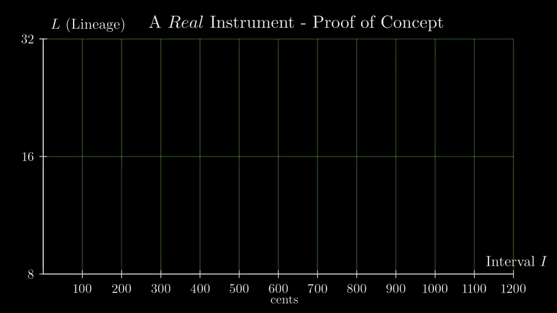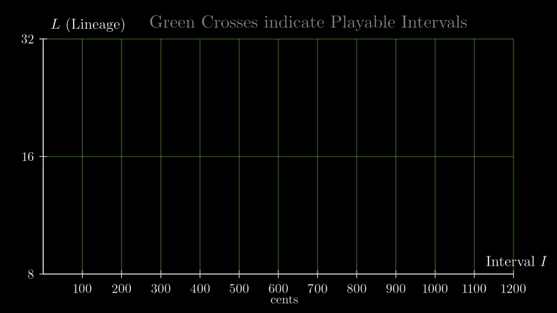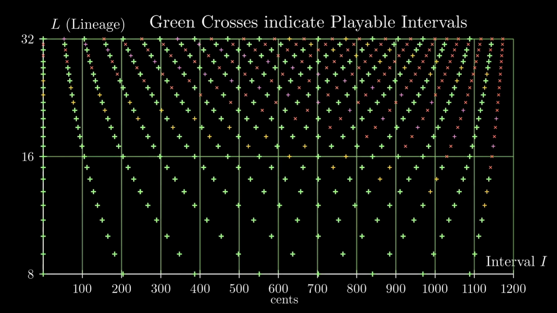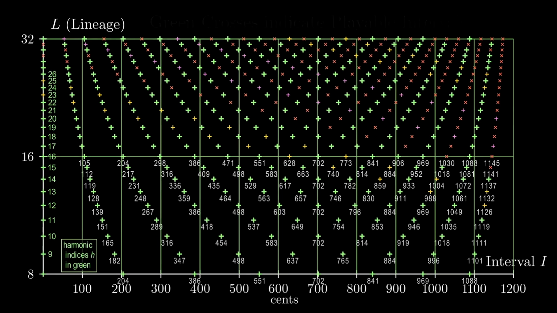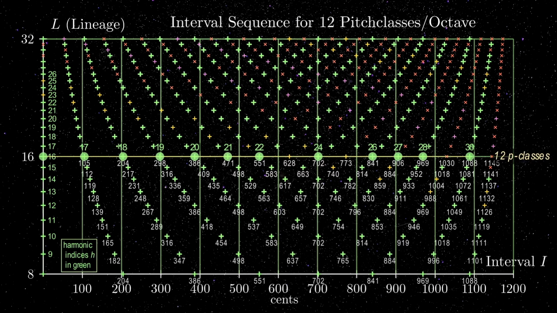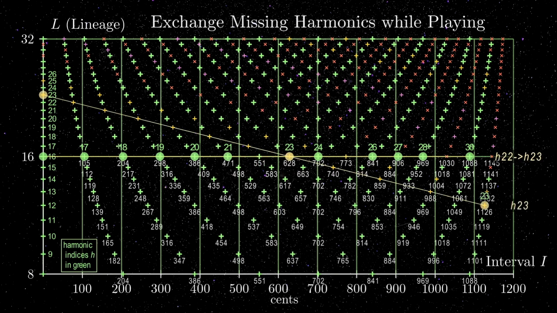Which intervals could a real musician play live on stage? All intervals marked with green crosses can be reproduced using the methods described earlier. The green dots visualize the implementation of our standard interval sequence, shown here with the 16th harmonic actually intonating at 0 cents. Yellow crosses indicate harmonics that the player can select interactively.